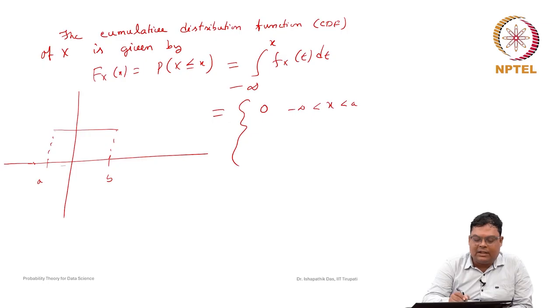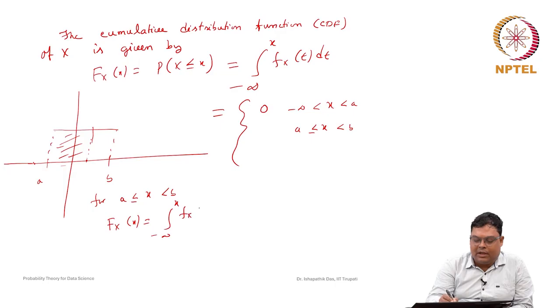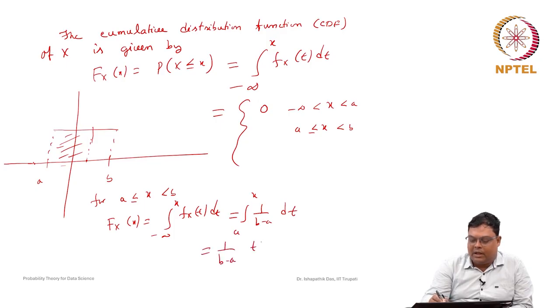Now, whenever x is inside the interval a to b, so x is greater than or equal to a and less than b, we will do the integration. Suppose x is somewhere here. For x greater than or equal to a and less than b, F_X(x) is nothing but the integral from minus infinity to x of f_X(t) dt. From minus infinity to a it is 0, so it is nothing but the integral from a to x, because the density is 0 outside this range. Inside this interval the value is 1 by b minus a, times dt. So this is 1 by b minus a times t from a to x, which is x minus a by b minus a.